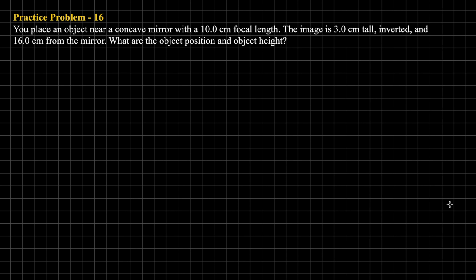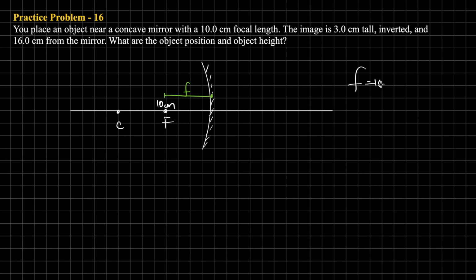You place an object near a concave mirror with a 10 centimeter focal length. The image is 3 centimeter tall, inverted, and 16 centimeter from the mirror. I'm going to draw a concave mirror, principal axis, focal point, center of curvature. It is given the focal length is 10 centimeter, so this point is 10 centimeter. This distance is also 10 centimeter. That's the focal length. This point should be 20 centimeter.